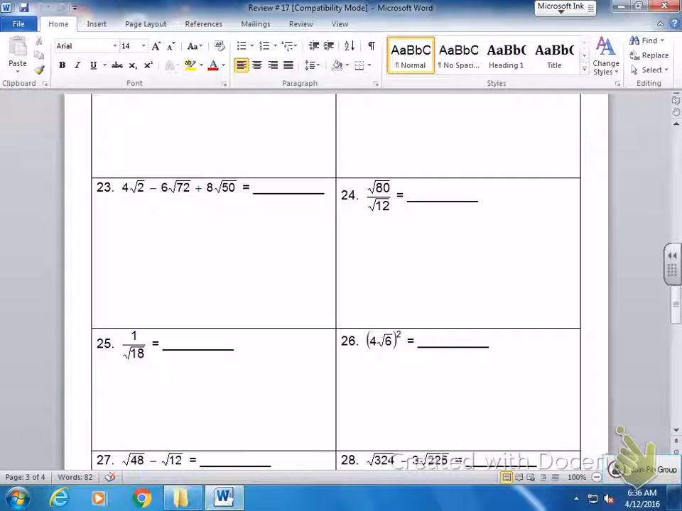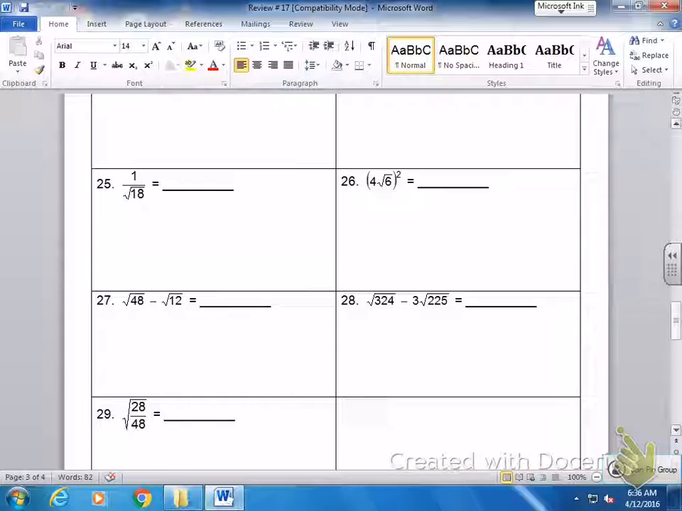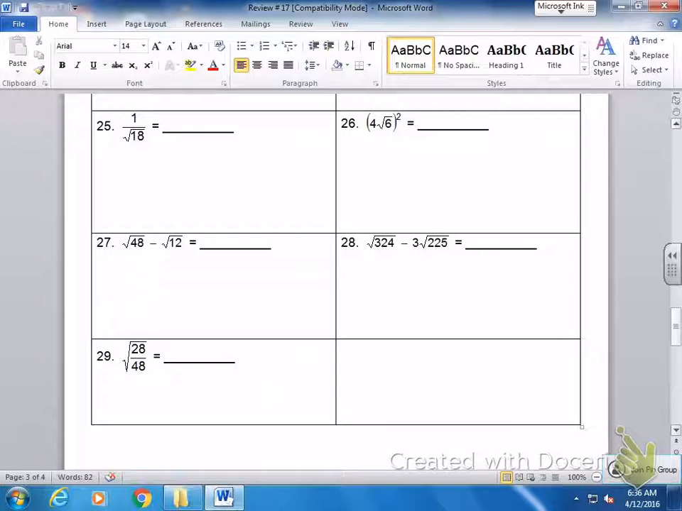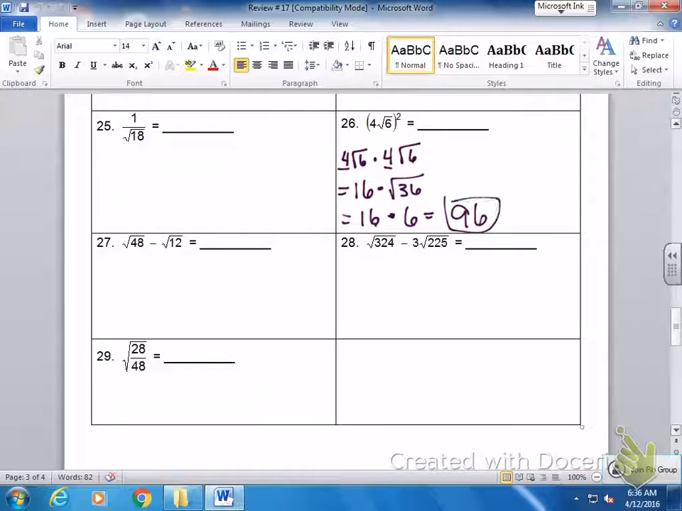Let's go ahead and look at number 26. 26 is another pretty easy go-to problem. It's 4 square roots of 6, squared. And we already kind of did one like this. That's 4 square roots of 6 times 4 square roots of 6. 4 times 4 gives me 16, times the square root of 6 times 6, which is the square root of 36. But again, we should know that the square root of 36 is 6. So I have 16 times 6, which gives me 96. So guys, another pretty easy, quick question.